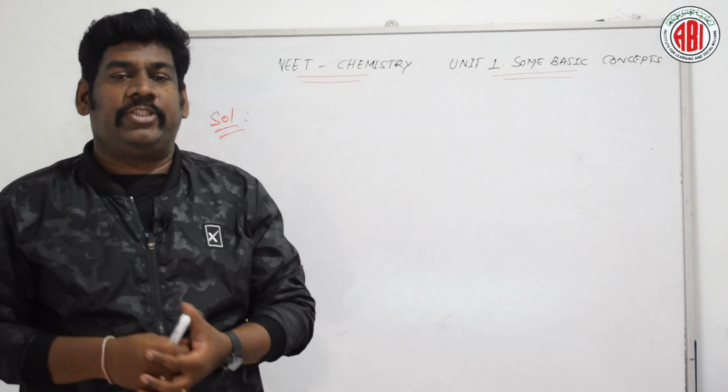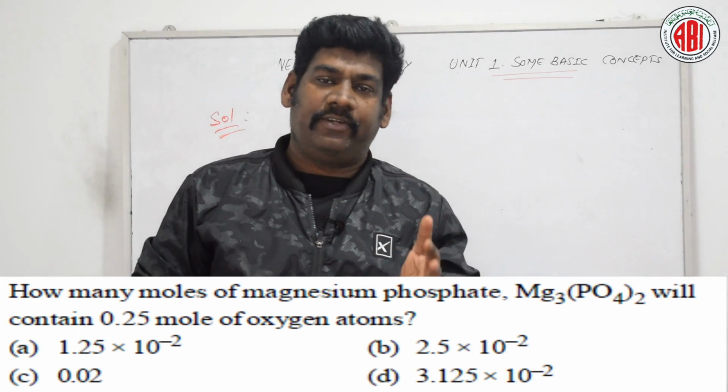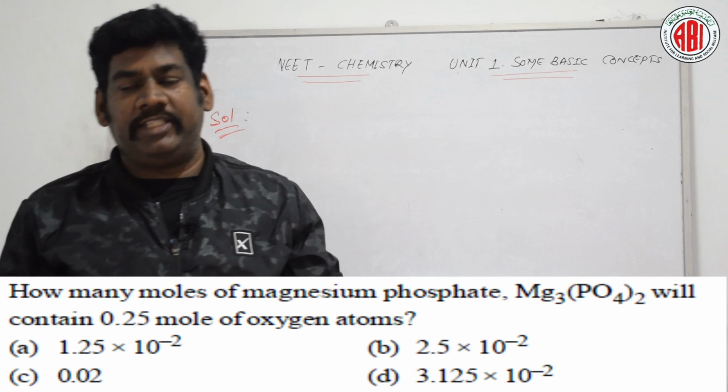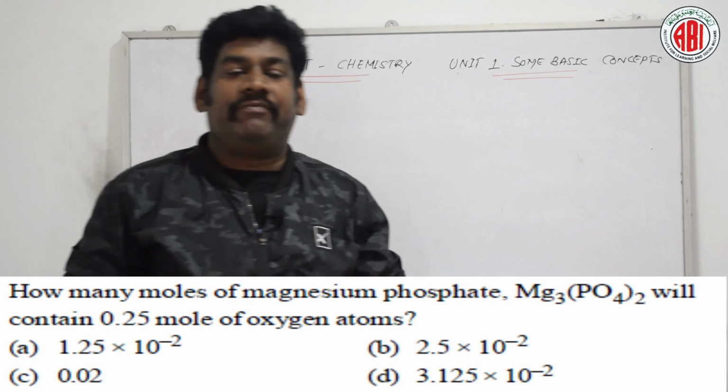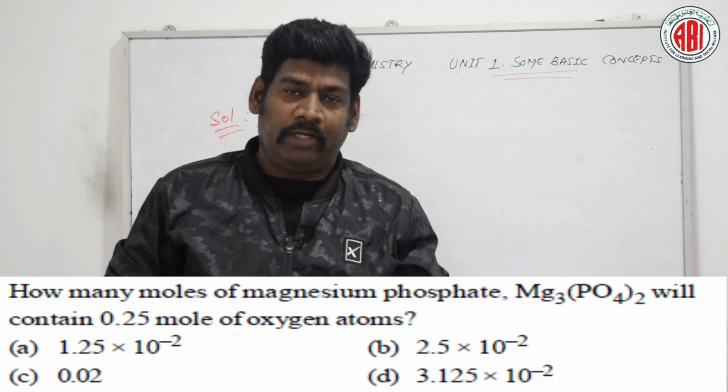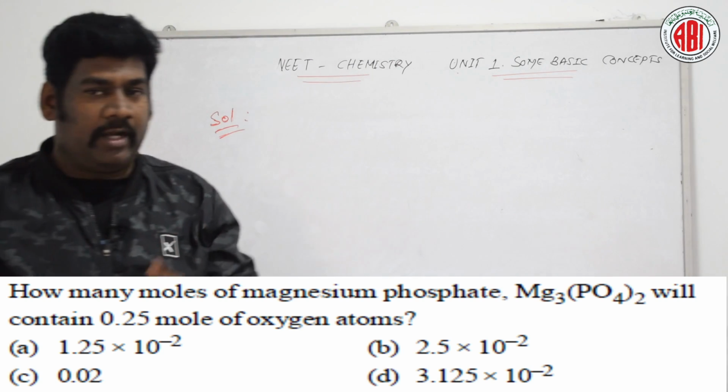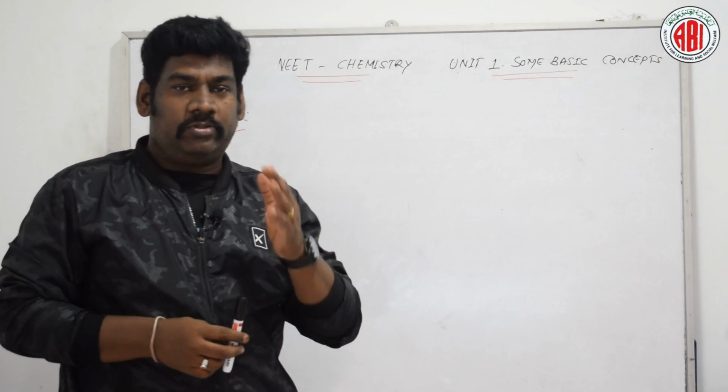Now look at this next question: how many moles of magnesium phosphate, Mg3(PO4)2, will contain 0.25 mole of oxygen atoms? There are a few options given. So let us see how to solve this problem.